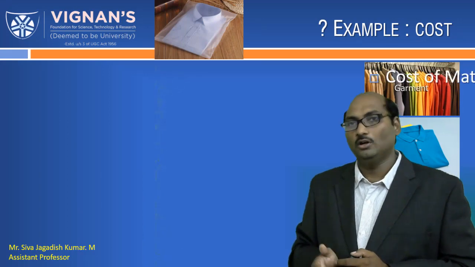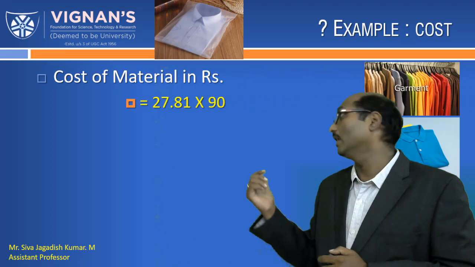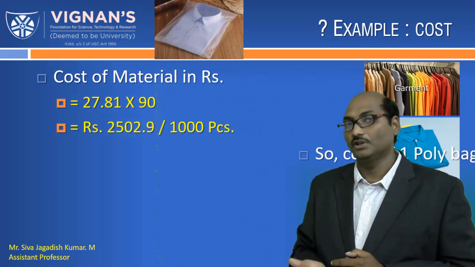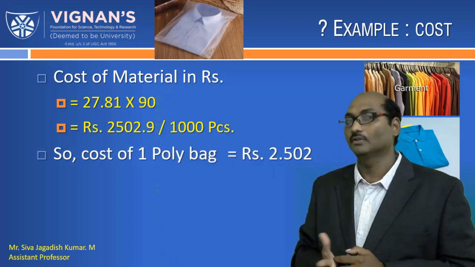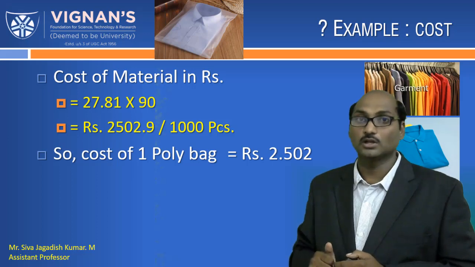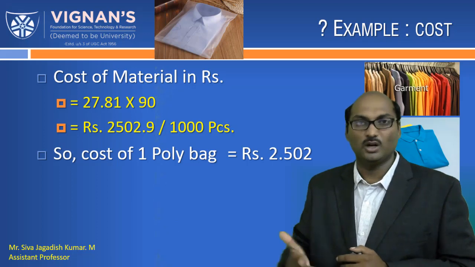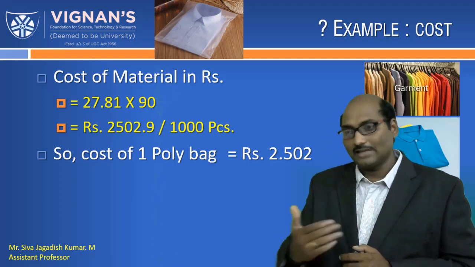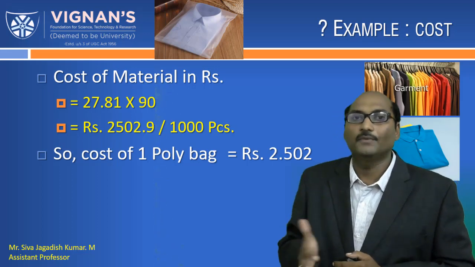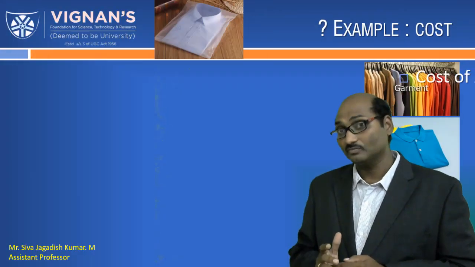So if you know the cost of material, obviously 27.81 kg multiplied by 90 rupees per kg, which is 2,500 rupees per 1000 pieces. So the cost of one polybag is 2.5 rupees. Understood? I hope you understood the calculation. But in today's market, the cost of polyethylene LDPE is somewhere around 110 to 120 rupees.